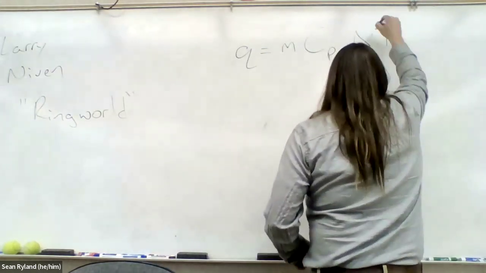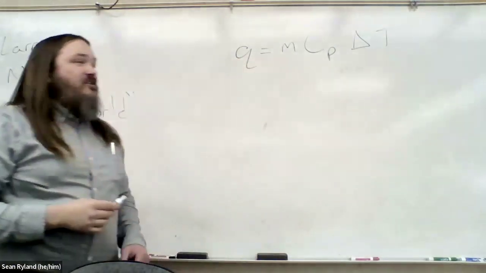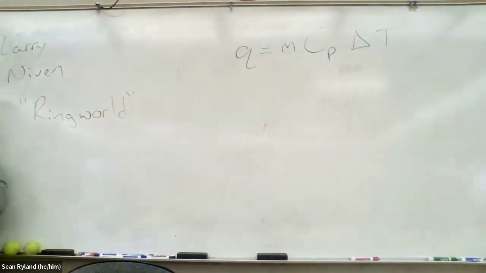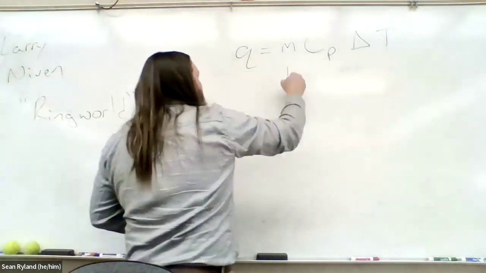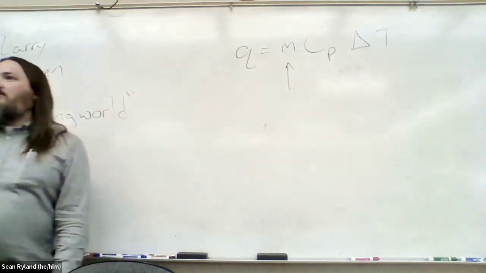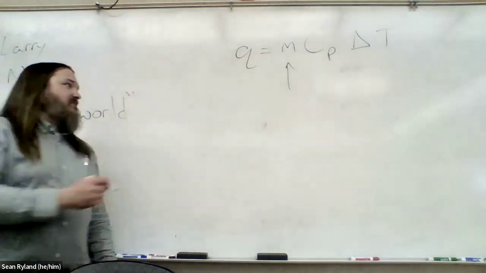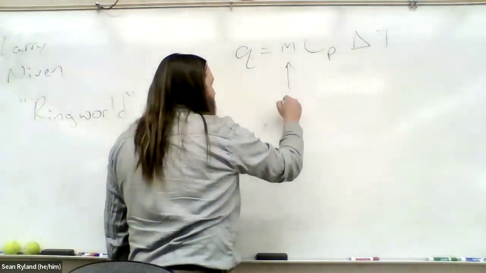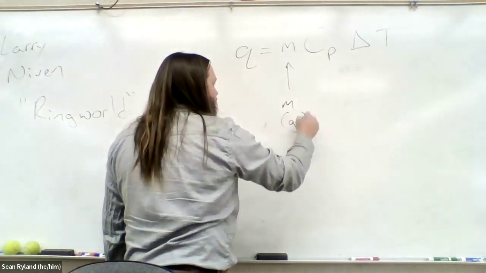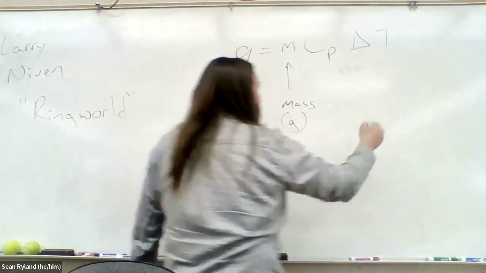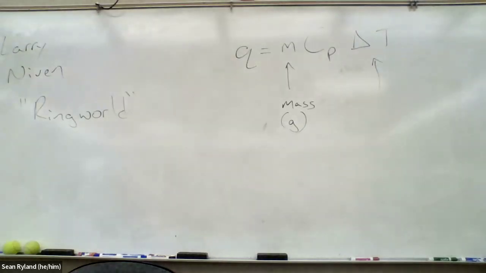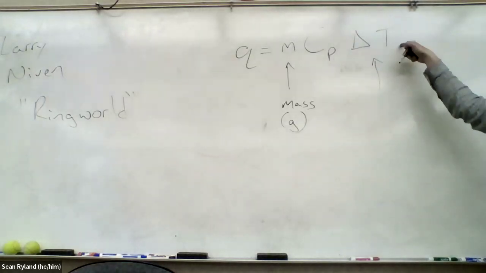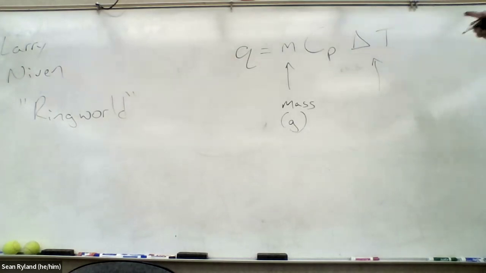CP delta T, which looks intimidating. Don't worry, we know what all these terms are. We have to define them. And that's the easy one. What is M? Mass, usually in grams. What is delta T? Temperature, capital T. Be careful, not lowercase t, because then it would be change in time.